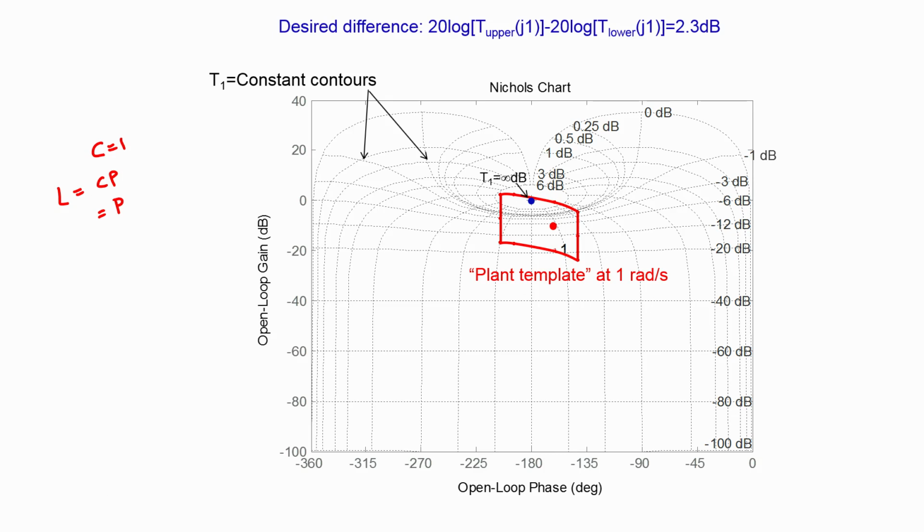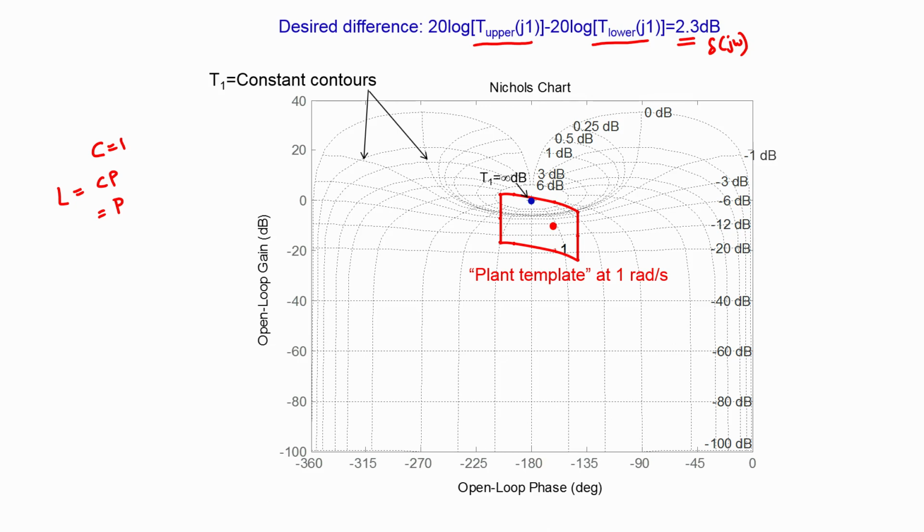Now the question is: is this an acceptable area for the loop gain to occupy in the complex plane? To answer this question, what we need to note is the desired difference between T upper at 1 radian per second and T lower at 1 radian per second in the logarithmic scale, which we find from the Bode plots that we had drawn a couple of slides back. We note that the desired difference delta, which is the permissible spread in the transmission function at 1 radian per second, is numerically equal to 2.3 dB.